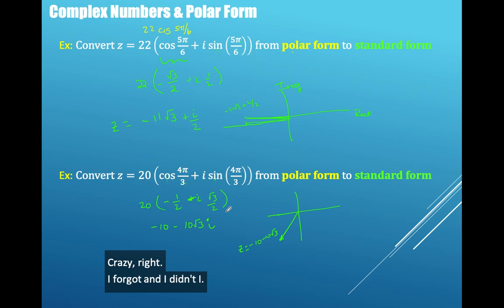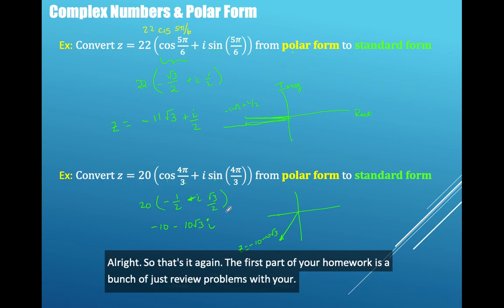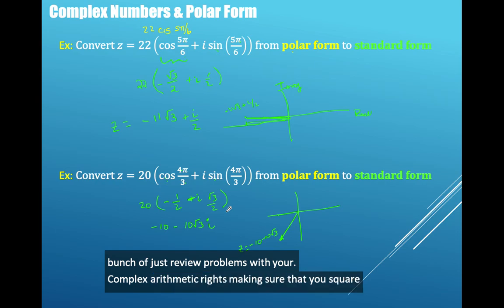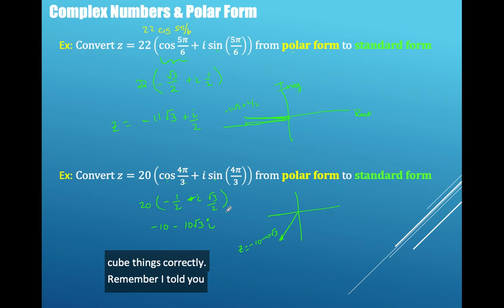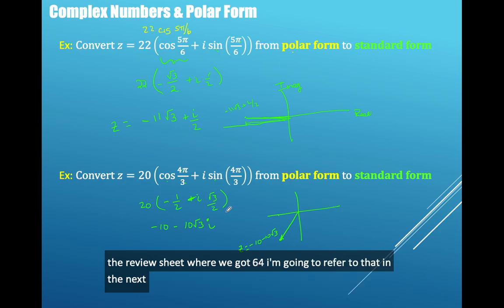All right, so that's it. Again, the first part of your homework is a bunch of just review problems with your complex arithmetic, right? Making sure that you square and cube things correctly. Remember I told you to highlight one of those problems on the review sheet where we got 64i. I'm going to refer to that in the next video lesson. All right, take care.